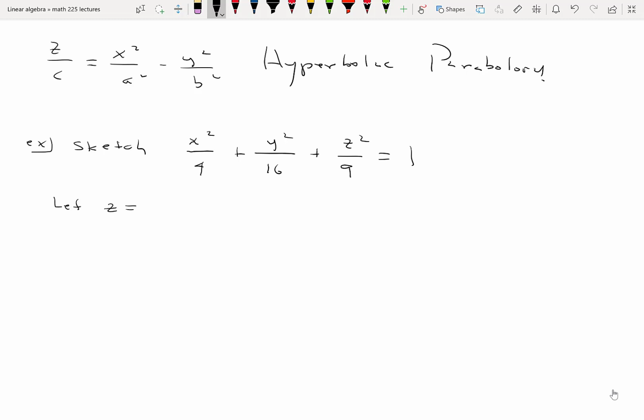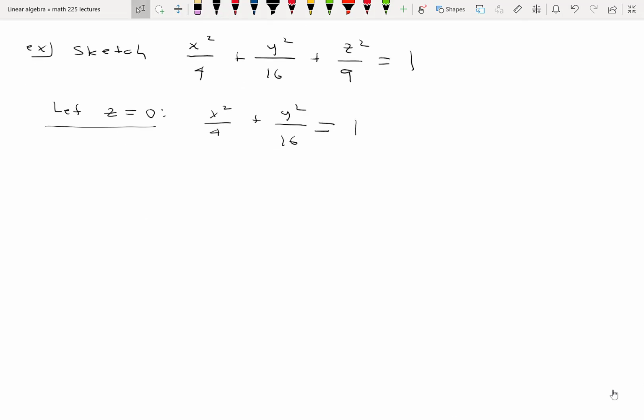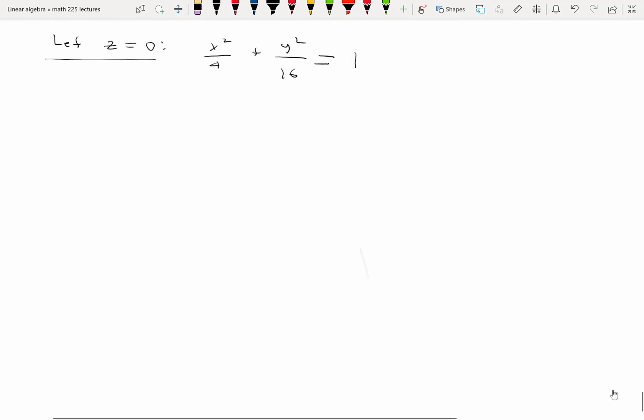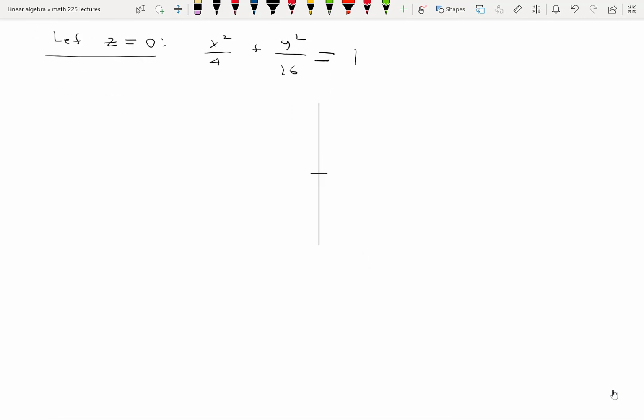Let's look at the trace of this surface in the xy plane. When z equals 0, that means I'm slicing the surface with the xy plane. And I get x squared over 4 plus y squared over 16 equals 1. Okay, let's graph that. It's an ellipse, a real simple ellipse. So here's the x-axis.